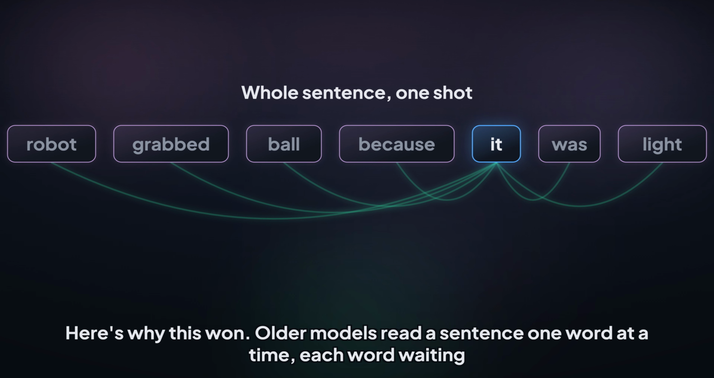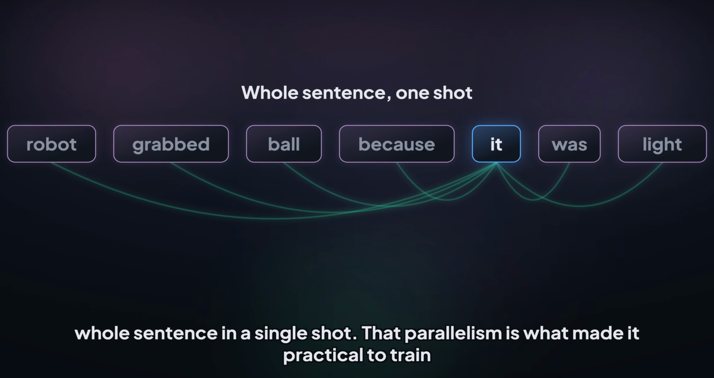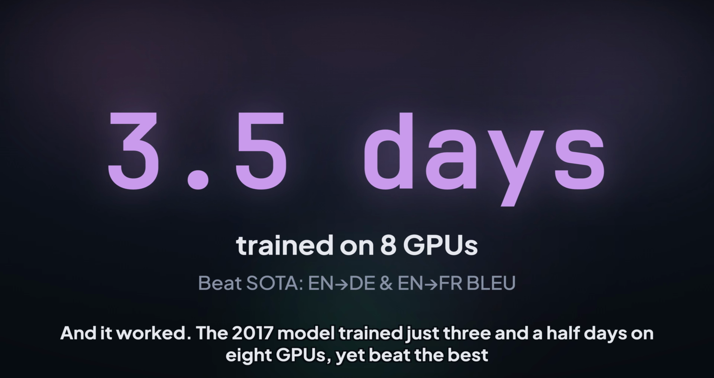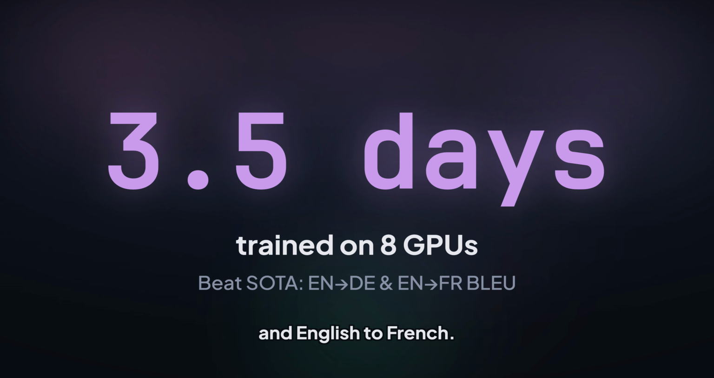Here's why this one. Older models read a sentence one word at a time, each word waiting on the one before. Attention compares every word to every other word at the same instant, the whole sentence in a single shot. That parallelism is what made it practical to train enormous models across many GPUs. And it worked. The 2017 model trained just 3.5 days on 8 GPUs, yet beat the best translation systems of its time, reaching state-of-the-art scores from English to German and English to French.